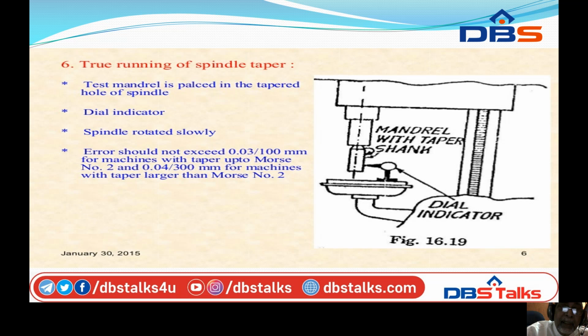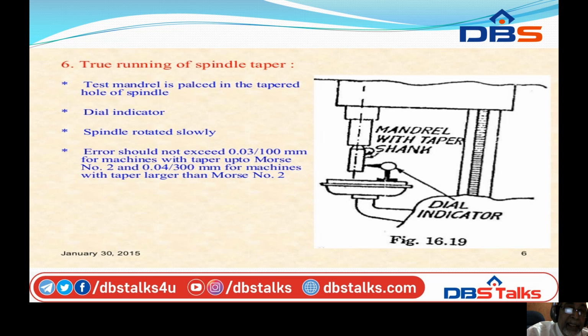When you rotate this mandrel, the dial indicator will show any error. If there is an error, it will show some error, or otherwise it will show only 0. If 0, it means it's perfectly correct. But of course, always it won't be 0, and generally some error will be there. So the test mandrel is placed in the tapered hole of the spindle. Dial indicator is fixed on the table. The spindle is rotated slowly.